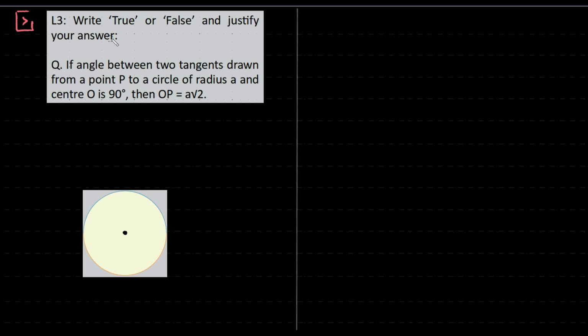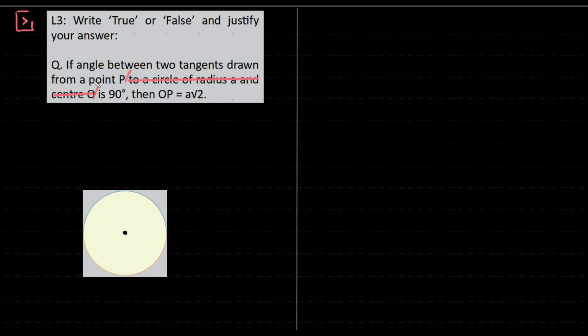Write true or false and justify your answer. If the angle between two tangents drawn from a point P to a circle of radius A and center O is 90 degree. So read this question as this. Okay, now read the question.